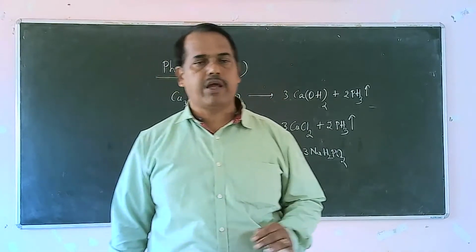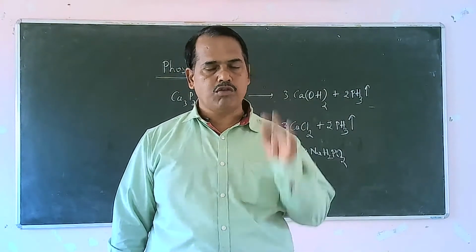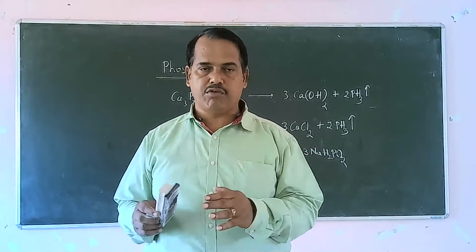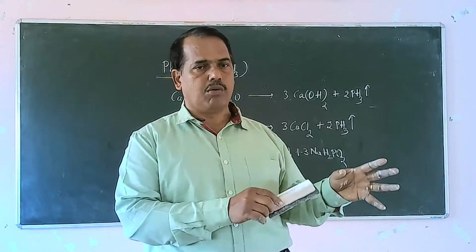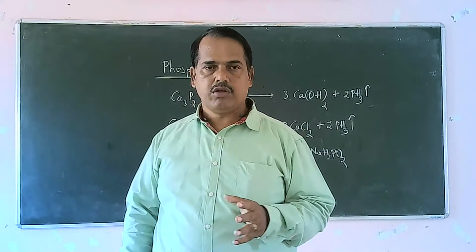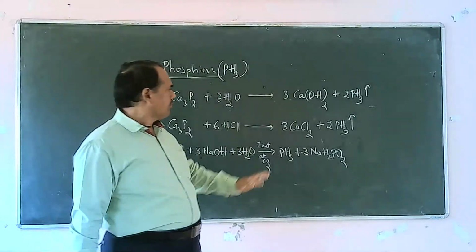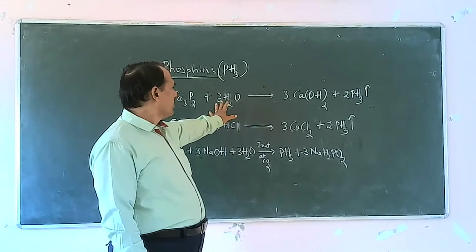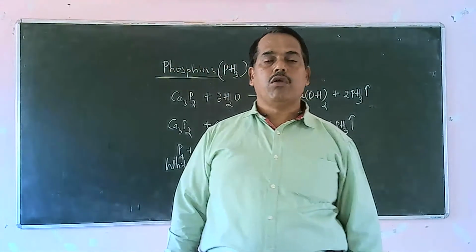And phosphine gas is used in Holme's signals. Holme's signals means when a mixture of calcium phosphide and calcium carbide is made and water is dropped on it, it gives a large amount of smoke. So sea divers use it to identify ships, and that is called a Holme's signal. So this is all about phosphine gas. Are you clear? You have to study.